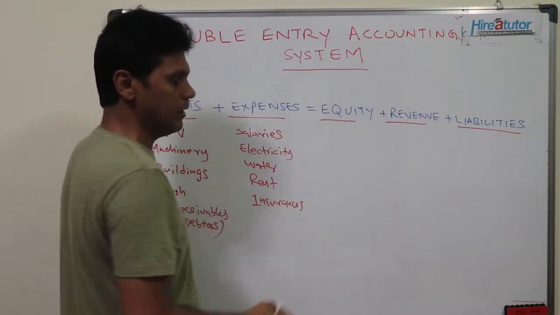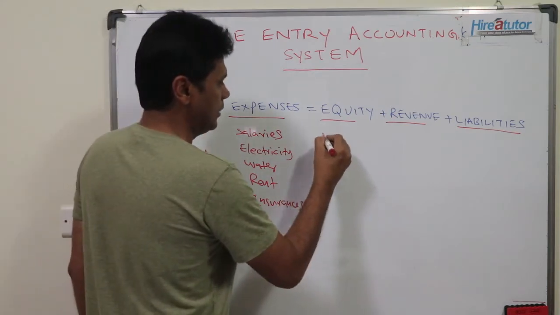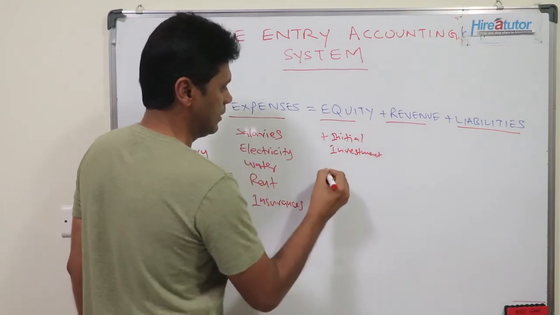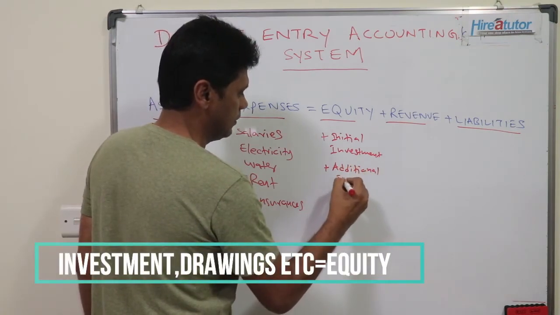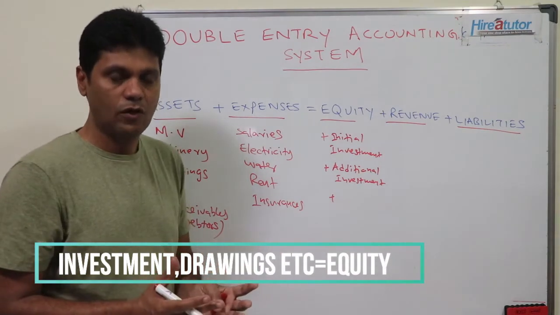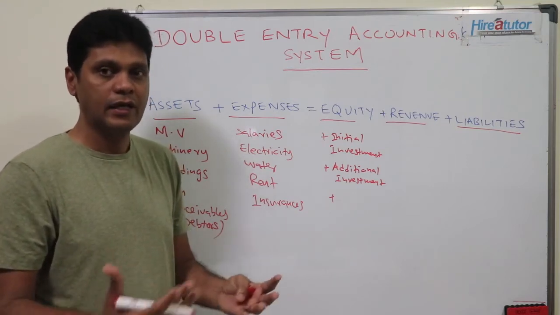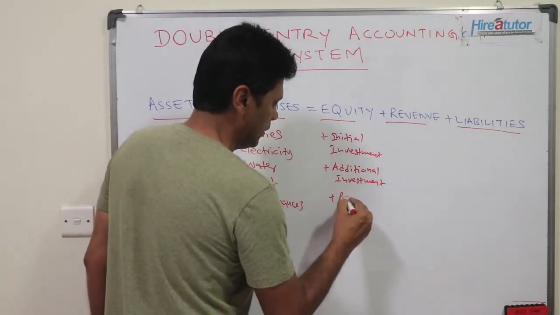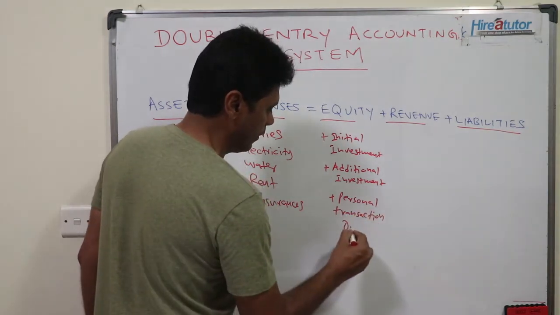Then when you take the equity, only owner's interest will be recorded under equity. So initial investment, if there is any additional investment, and also the personal transactions also will be recorded under equity. If the owner has withdrawn cash from the business, or if he has withdrawn any inventory or any stocks, those transactions also will be recorded under equity. So we say personal transactions, we call it drawings.